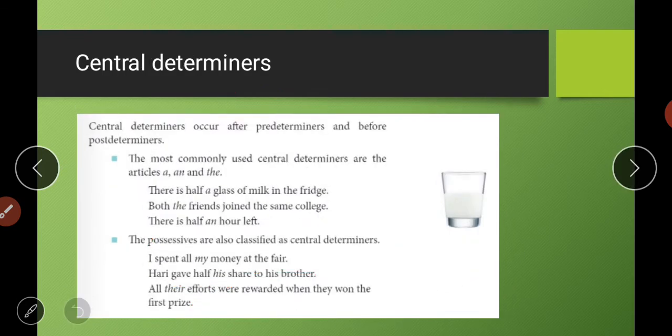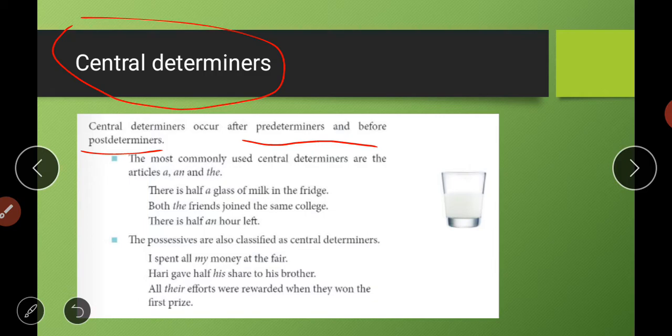Next, then comes your central determiners. As the name suggests, central determiners occur after predeterminers and before postdeterminers. Students, we have already discussed predeterminers, and next we will discuss postdeterminers. So what are central determiners for the time being? Central determiners means which occurs in the center. So it will come after the predeterminers but before the postdeterminers.